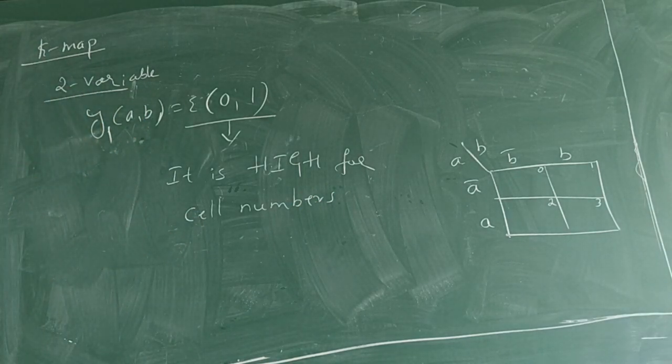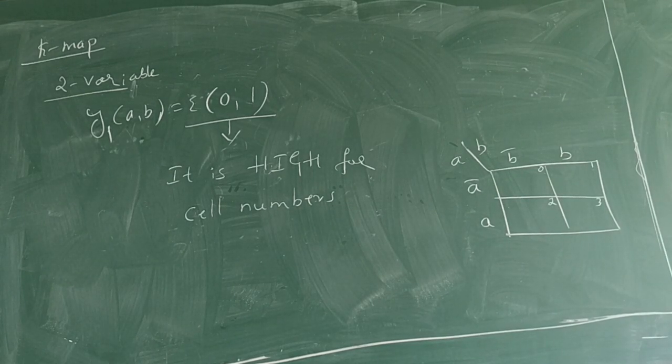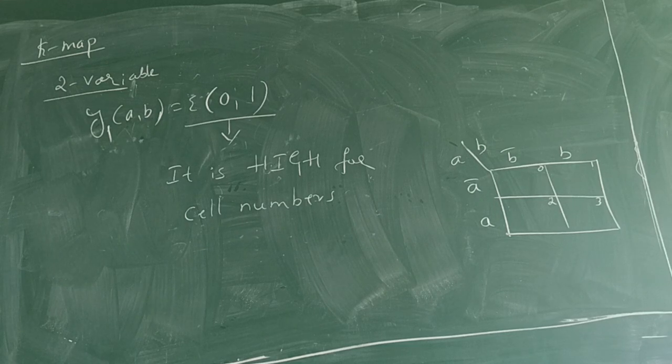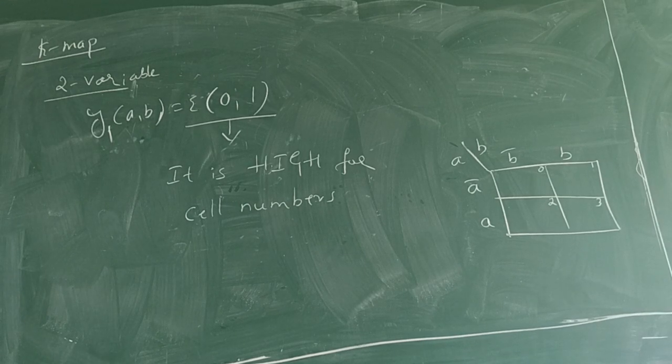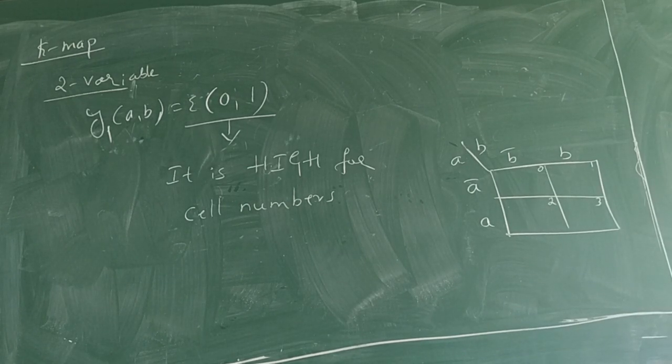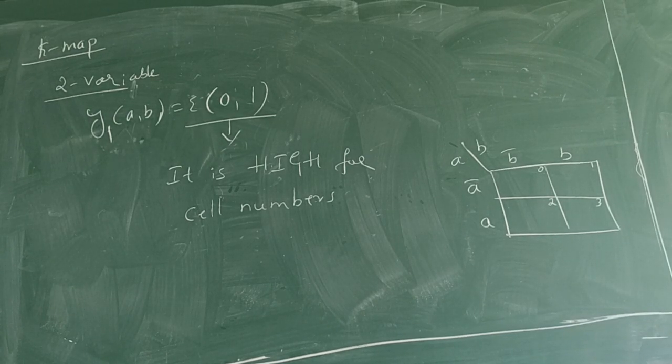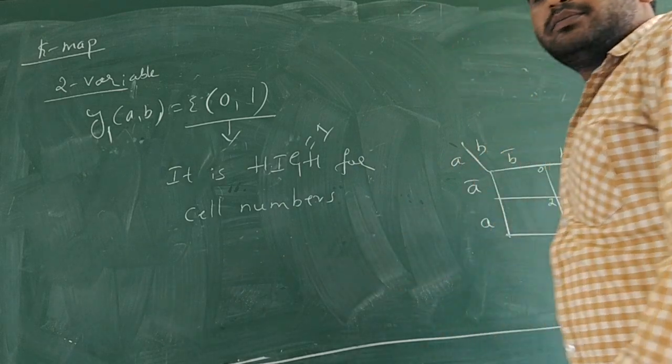Okay, so Y1 is function of two variables A comma B. It is high for cell numbers 0 and 1. Okay, so in mathematical we write summation of 0 comma 1, but in English it will be Y1 is digital function of two variables A comma B. It is high for cell numbers 0 and 1. So high means 1.